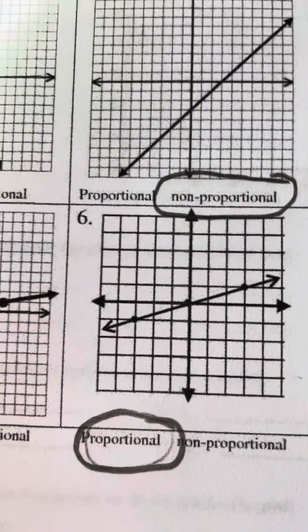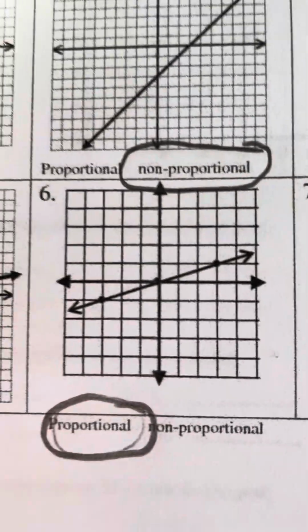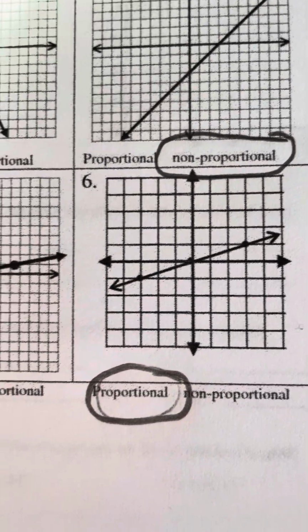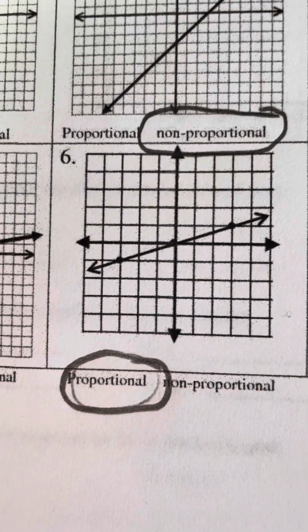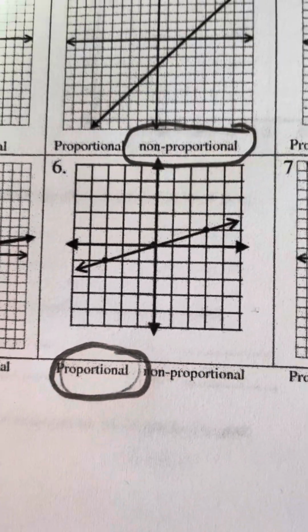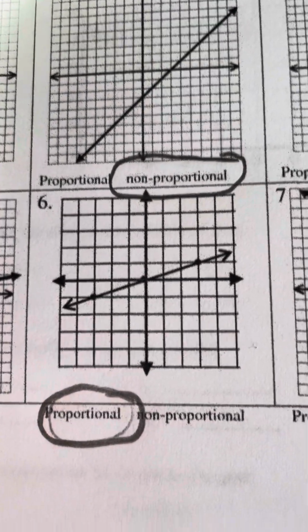Okay, 6 is proportional because we know it's in the origin, right? It passes through the origin, it goes in a straight line, and it goes through 0, 0. So 6 is proportional because it's in the origin. It passes it. Okay, that's number 6.